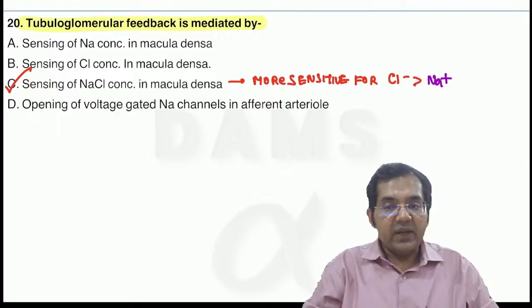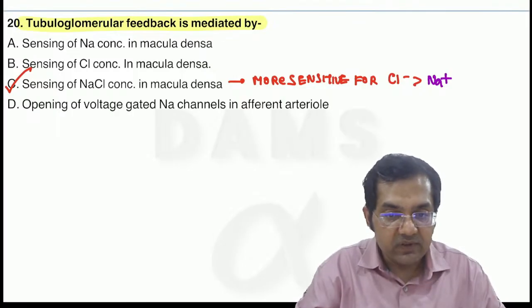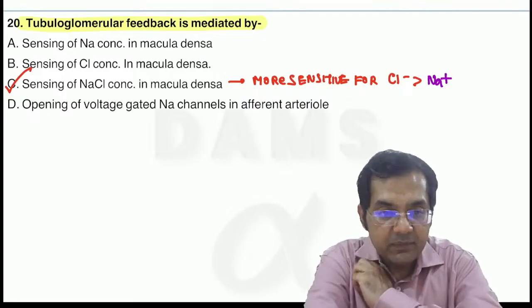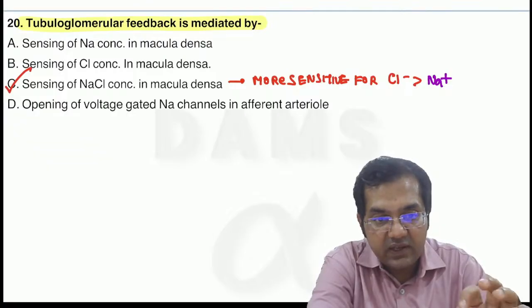And macula densa is located where? Again, remember there is a slight controversy. It is located at the junction of the distal part of the thick ascending limb of loop of Henle with the early DCT. DCT is considered as the better answer, although in Ganong it is given as TAL, right?